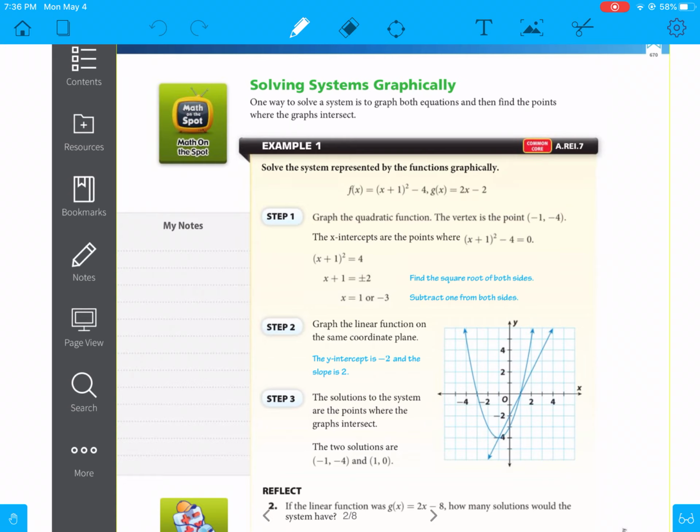So we're going to talk about solving systems graphically. One way to solve a system is to graph both equations and then find the points where they intersect. So the steps here: graph the quadratic function. The vertex goes to the left 1 and down 4, so our vertex is going to be down there. Then you can make an XY chart to plug in some points. Then you have to graph the linear equation. So with g of x, negative 2 is your y-intercept where it crosses the y. So you plot at negative 2. Then you're going to go up 2 over 1, up 2 over 1, and then connect your dots.